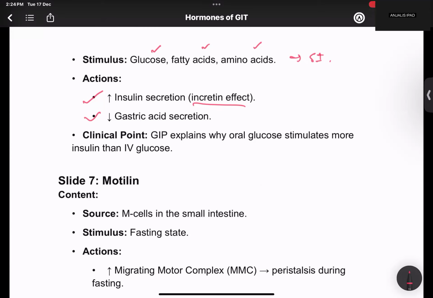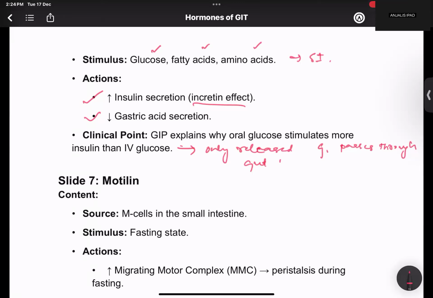Now, what is the clinical point? GIP explains why oral glucose causes a higher insulin response than IV glucose. Why is that? Because GIP is only released when glucose passes through the gut.